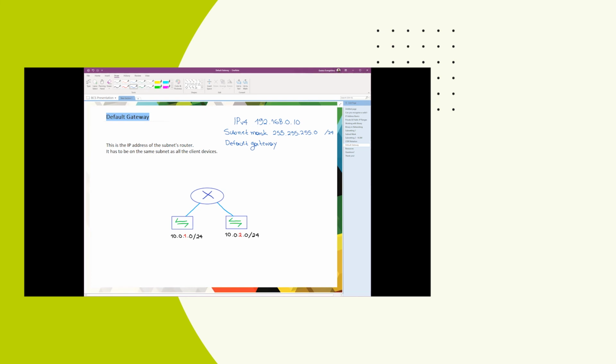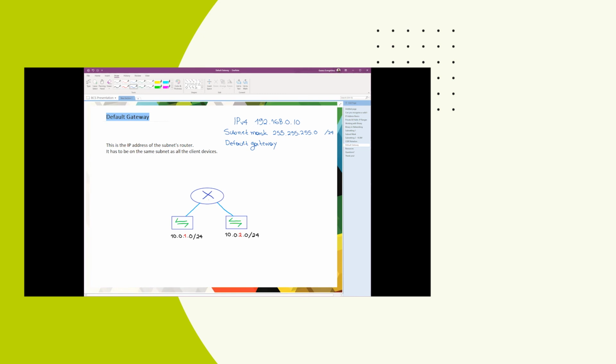The default gateway is the IP address of the subnet's router. This is the device that has to be on the same subnet as all the client devices. Let me explain. In networks, we use this circle with the cross to represent the router, and this symbol is for the switches. In our home, we've got the router and that's it, and it's the same subnet. We just don't care about separating our devices into different subnets, unless you have a very special network at home.